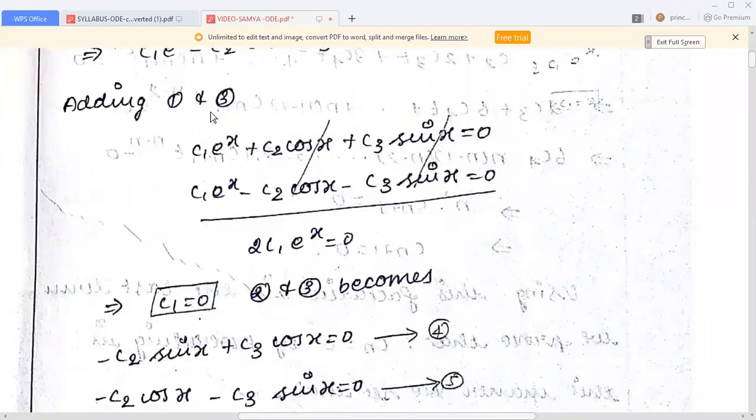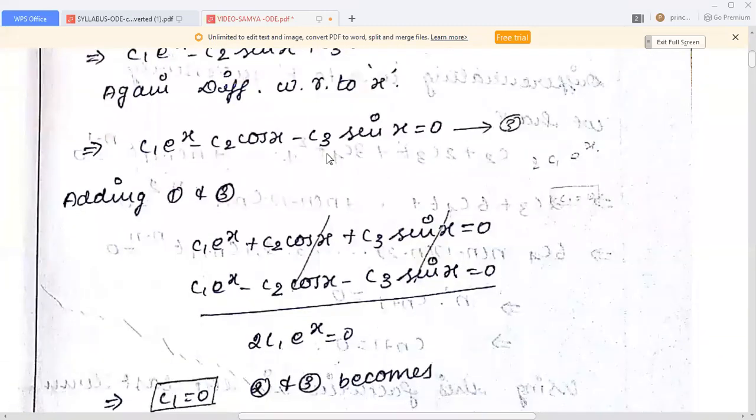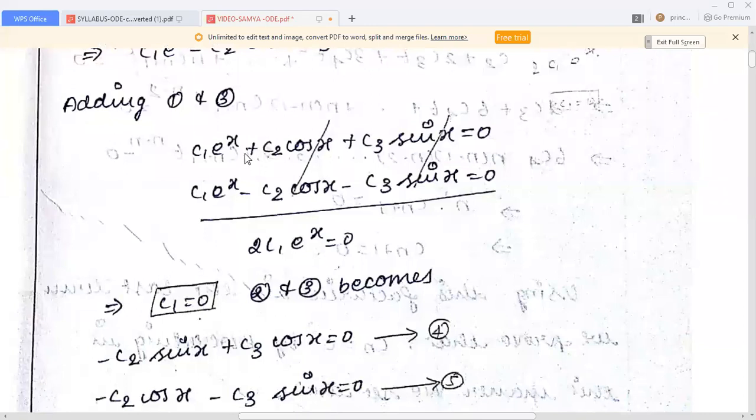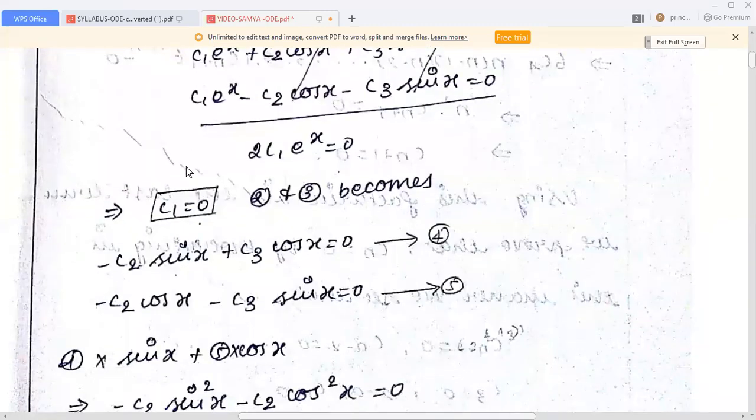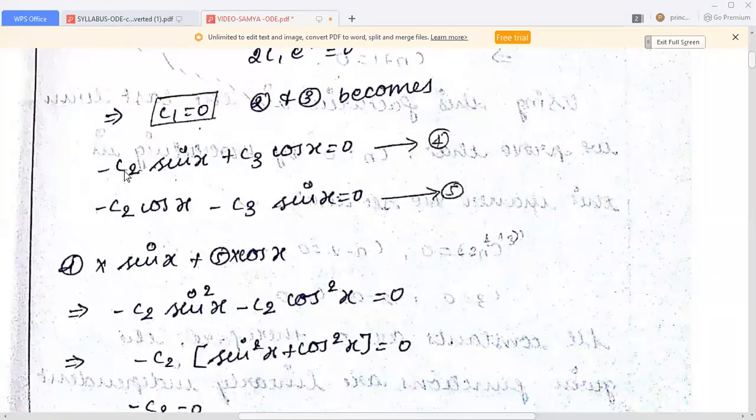Adding equations 1 and 3, we get this result. In this result, 2 terms get cancelled. Here we have 2 into c1 into e power x equal to 0. This implies c1 equal to 0. So you substitute this value in equations 2 and 3. So 2 and 3 become minus c2 into sin x plus c3 into cos x equal to 0.